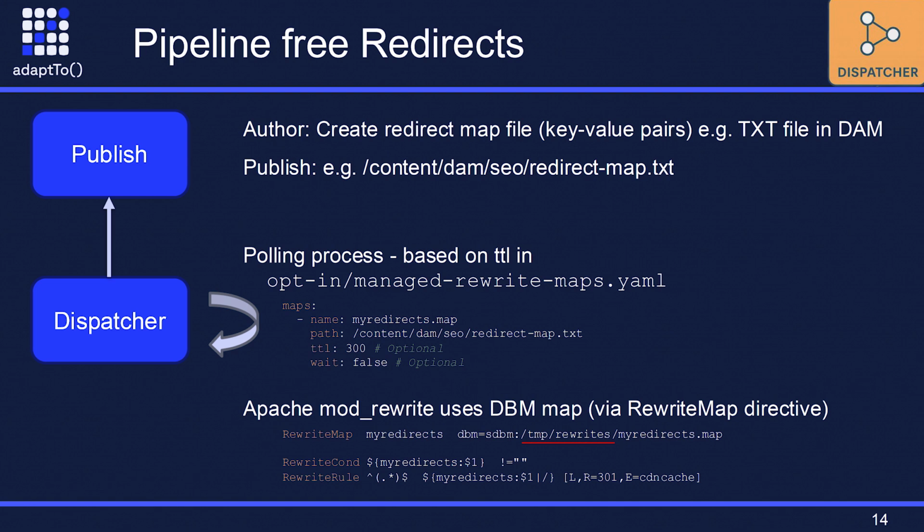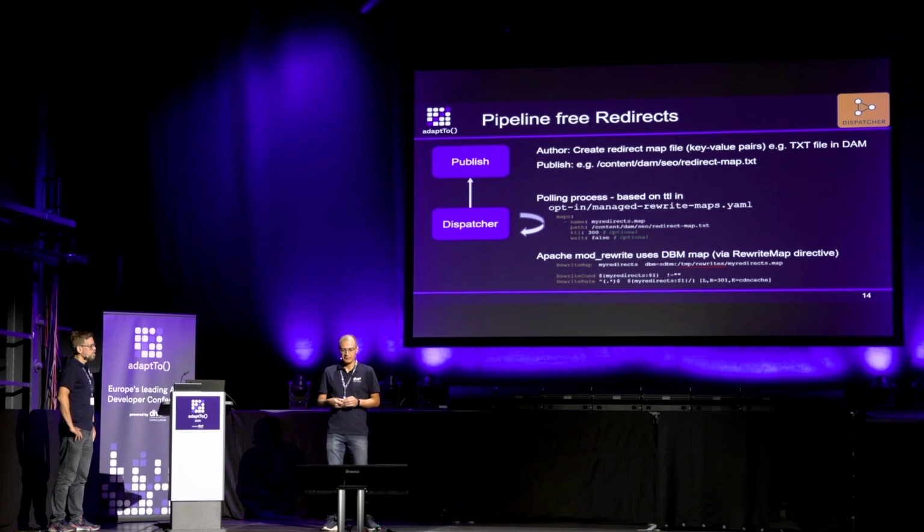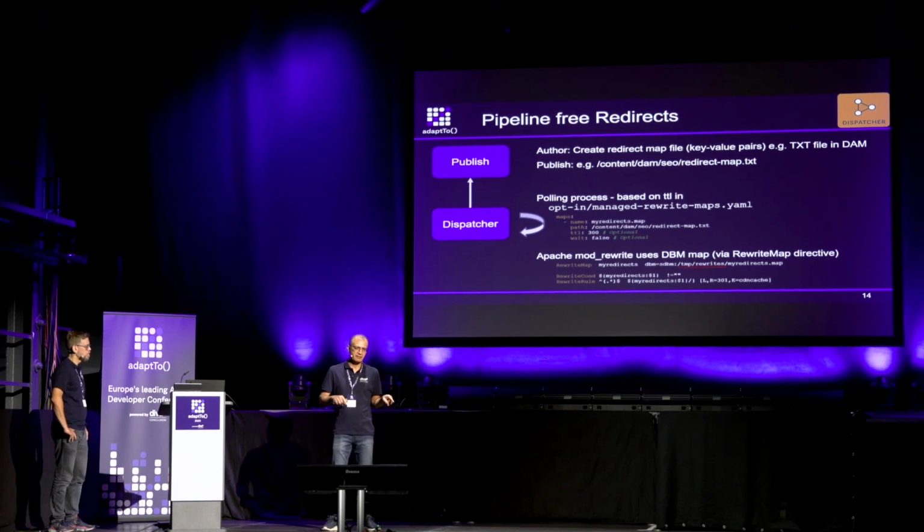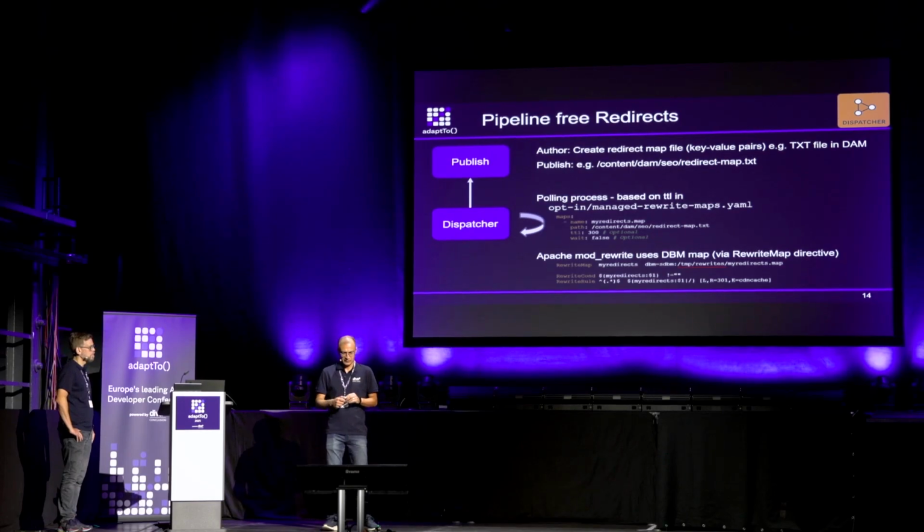The dispatcher has a polling process based on the TTL you define and polls these rewrite maps constantly. If something changed, it converts it into a binary key value map in a DBM file and puts it in a TMP rewrite folder. So it's quite fast. After that, it's a simple rewrite map directive in your dispatcher, and you can, of course, use it. These two things, this YAML file and the rewrite map, are the initial setup that your dev team has to do, and everything else happens automatically without interference from your dev team.